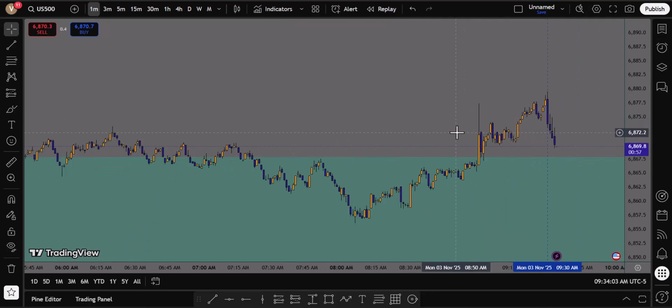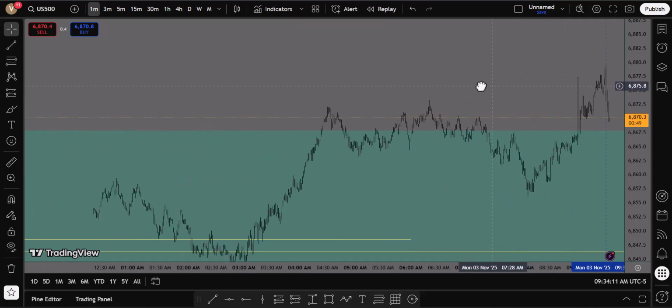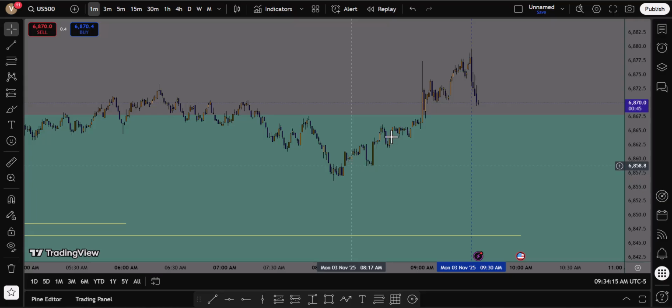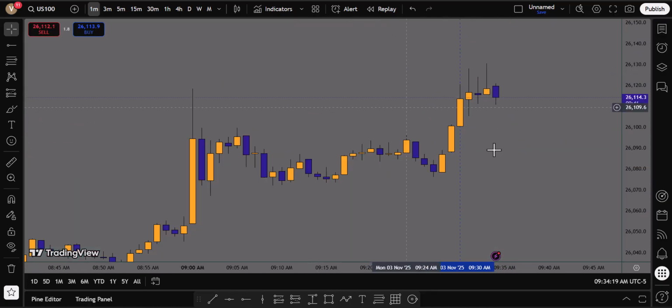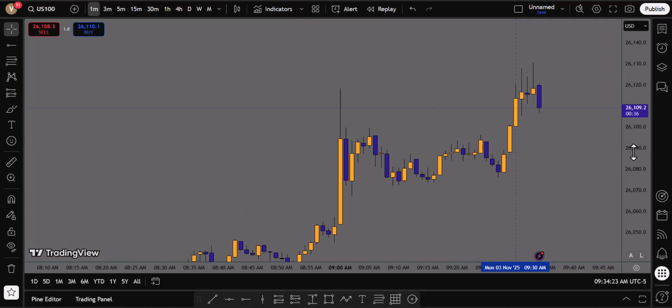If I had a correlating relationship in price action for both US 500 and US 100, I think it would have made sense to sell, at least coming down a little bit into this region before going up. But then here we'll have a different story.